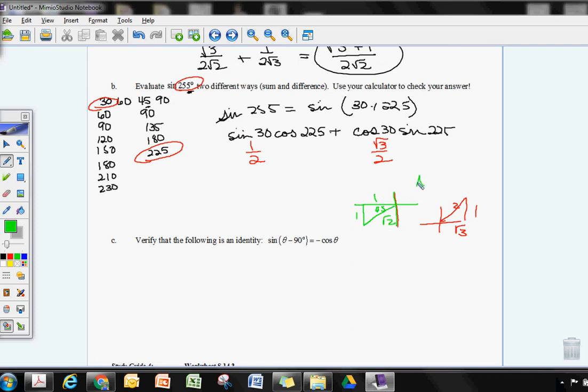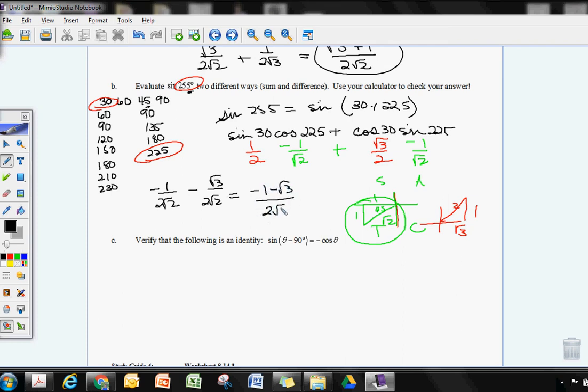But remember, super, trig, class. We've got to be careful what's positive and negative here. So cosine would be 1 over root 2, but it's negative. Sine would be 1 over root 2, but it's negative. And there's a plus sign in between. So I end up with negative 1 over 2 roots of 2, subtract root 3 over 2 roots of 2, which my final answer is negative 1 subtract root 3 over 2 roots of 2.